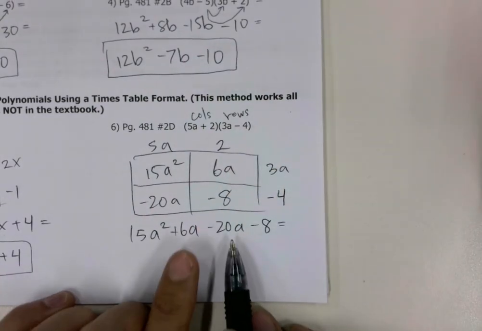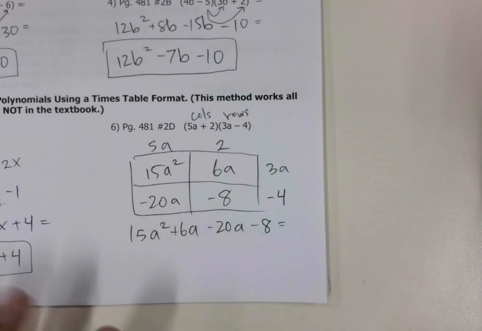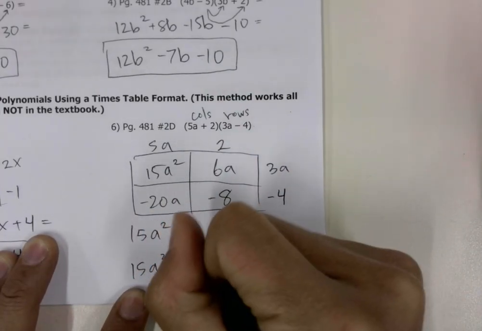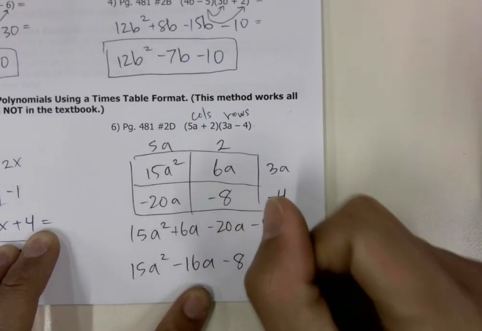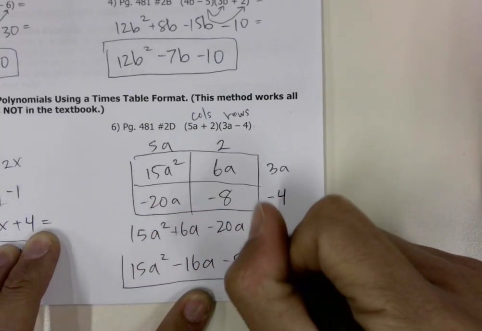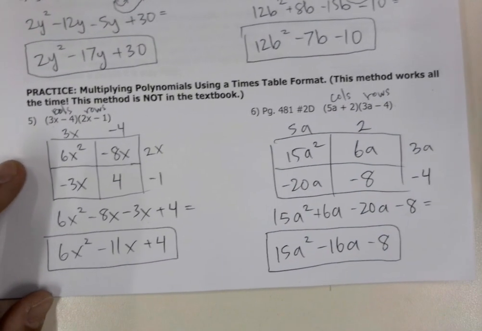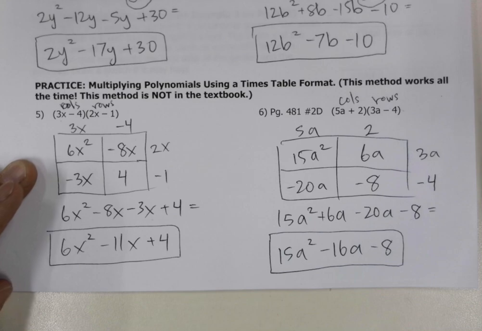We have one last step. We need to combine our like terms. So it's going to be 15a squared minus 16a minus 8. And I'm going to put a box around that. And so here is the times table format.